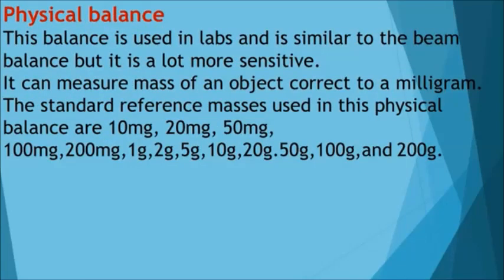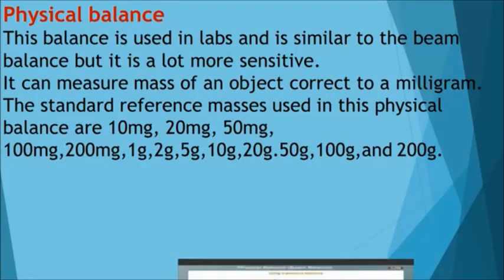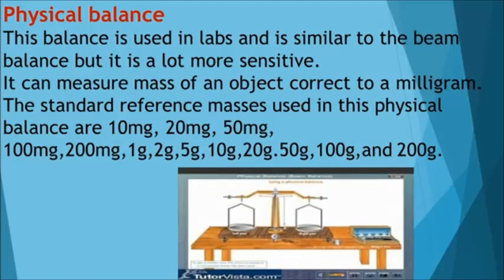Next instrument which we are going to see is the physical balance. This balance is used in labs and is similar to the beam balance, but it is a lot more sensitive. It can measure the mass of an object correct to a milligram. The standard reference masses used in physical balance are 10 milligram, 20 milligram, 50 milligram, 100 milligram, 200 milligram, or even 1 gram, 2 gram, 5 gram, 10 gram, 20 gram, 50 gram, 100 gram, and 200 grams. Next, we can see the image of the physical balance.